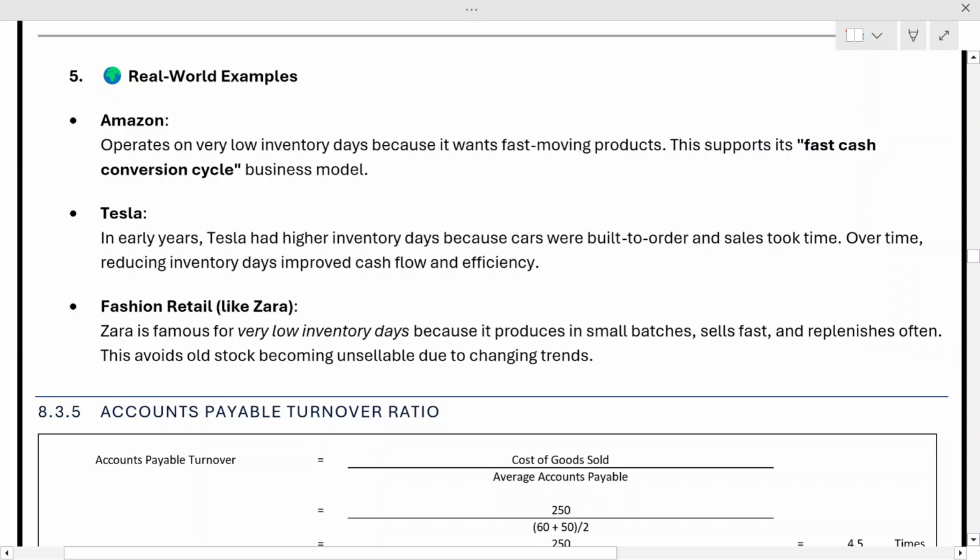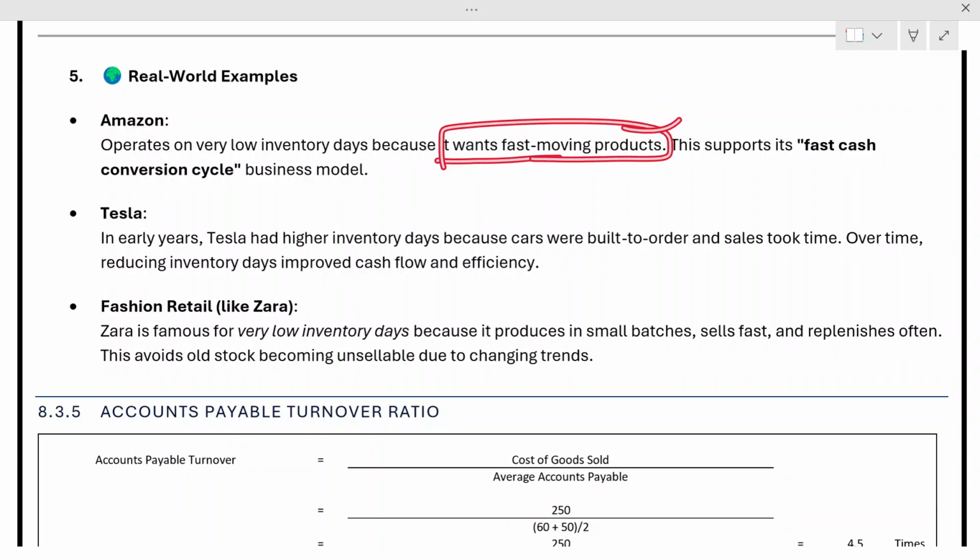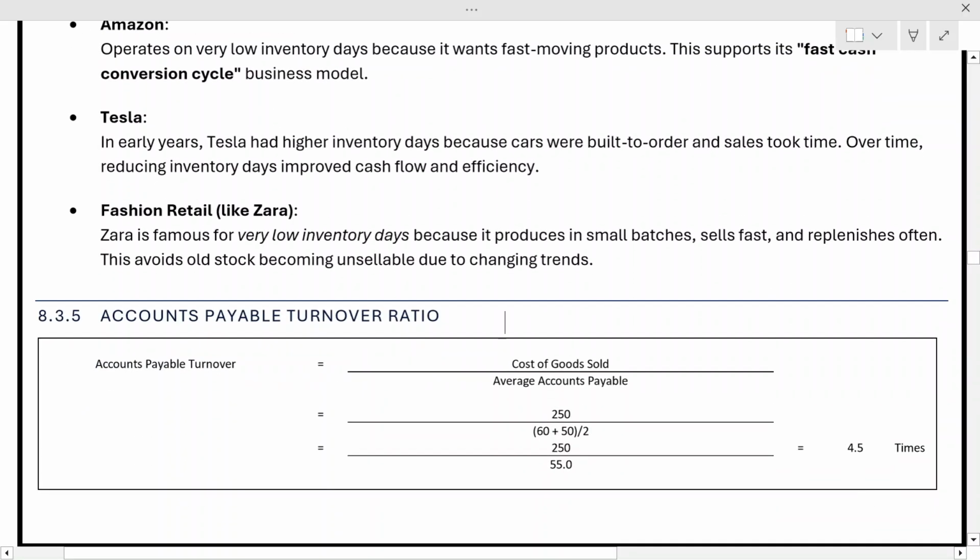Now if we see a real world example, Amazon works on very low inventory days. Why do they work on very low inventory days? Because it wants very fast moving products. All the goods which they have are sold very quickly on Amazon. So that supports the fast cash conversion cycle, because the faster inventory is getting sold, the faster it will be turned into cash.